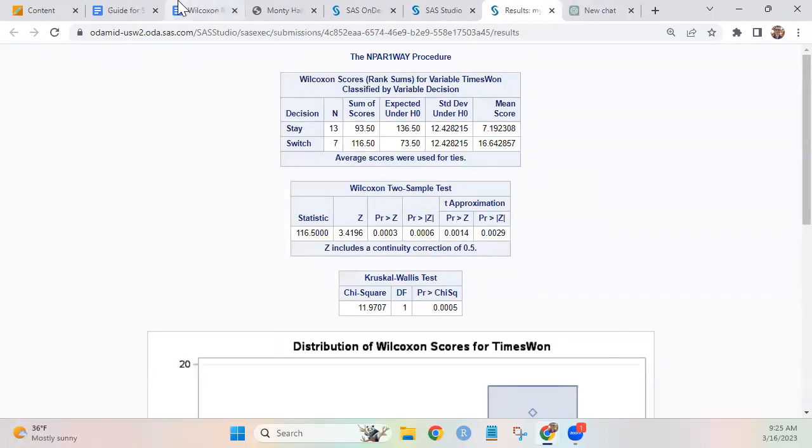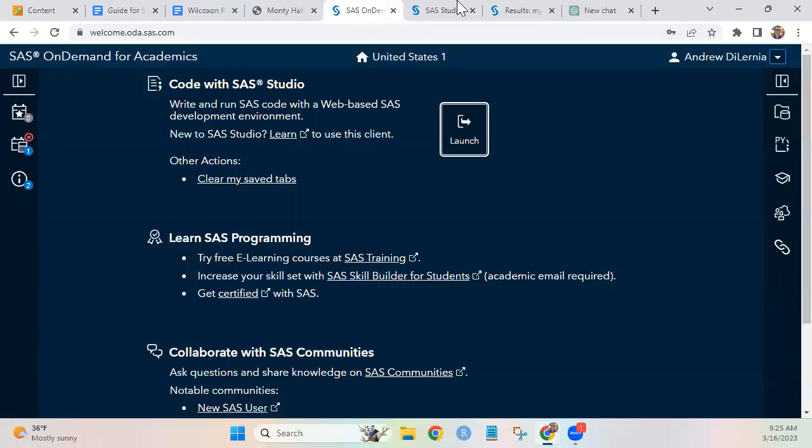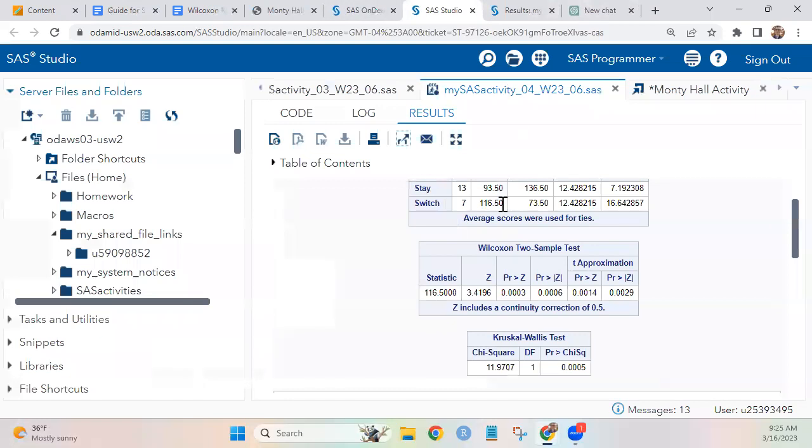So looking at the results, what are our conclusions? Okay. So we have the Wilcoxon 2 sample test right here. It gives all these p-values. This is the 2-tailed p-value, which is what we're using here. We're doing a 2-tailed test. So this says like Pr greater than the absolute value of Z.